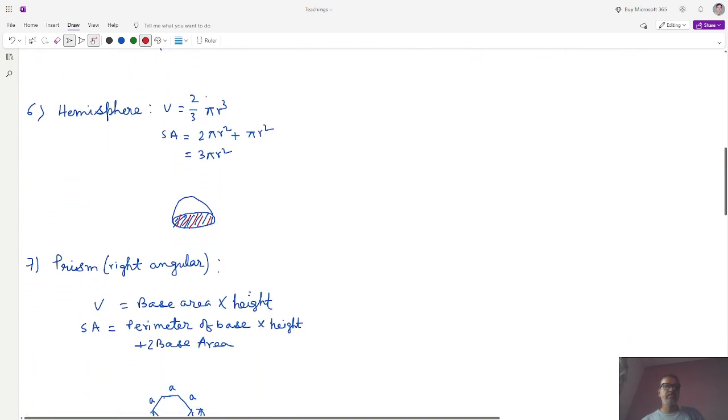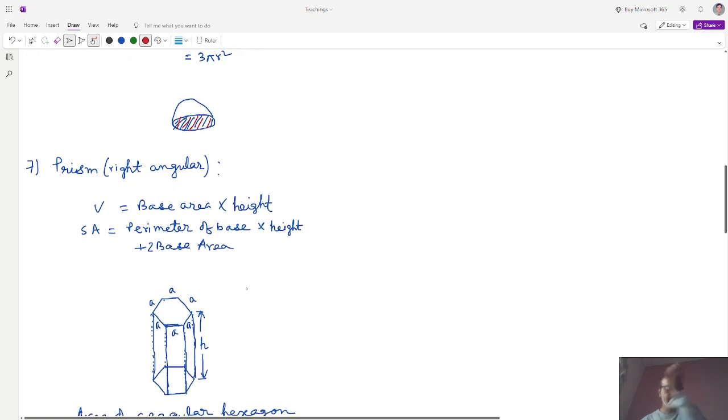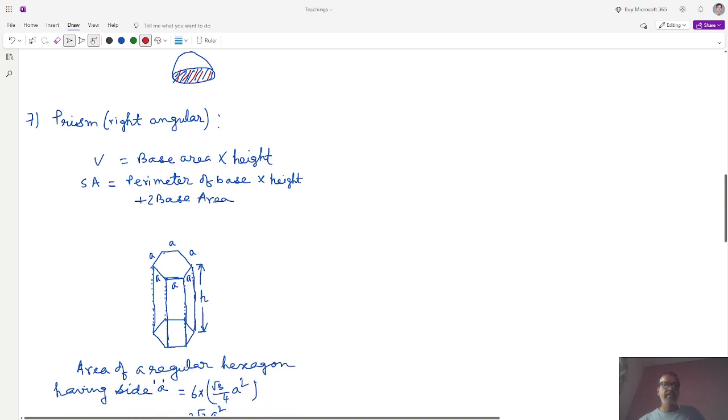Now, prism. The base of prism may be any polygon. Here I am showing the base as hexagonal type. So to find out the volume of prism, in this case, we have to find out the base area.